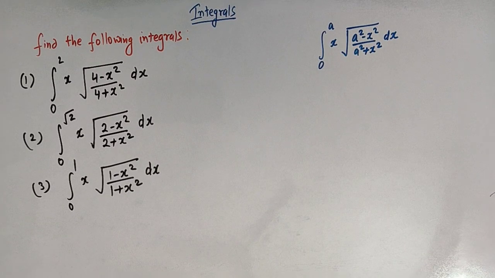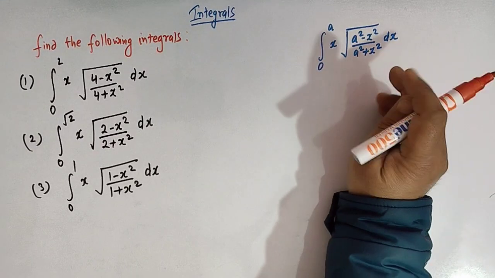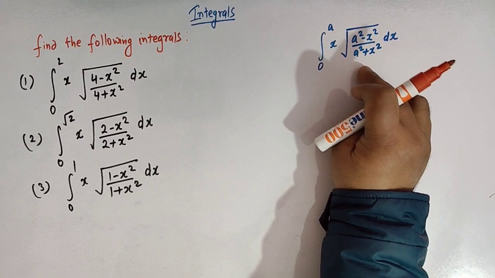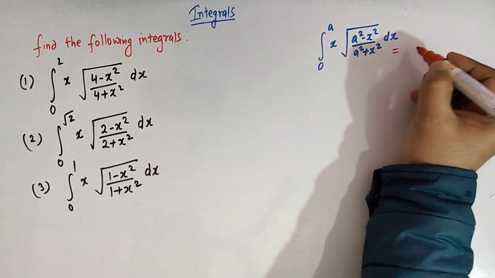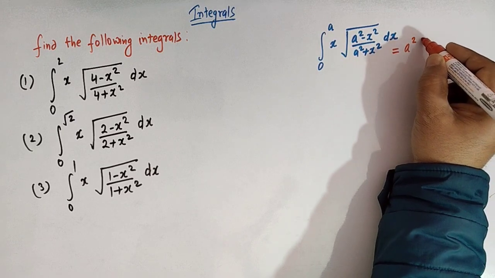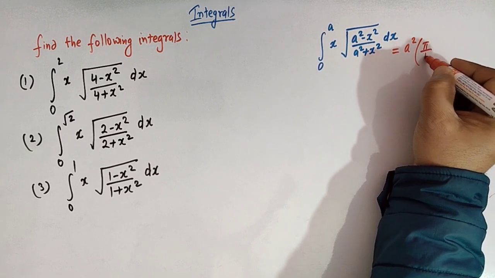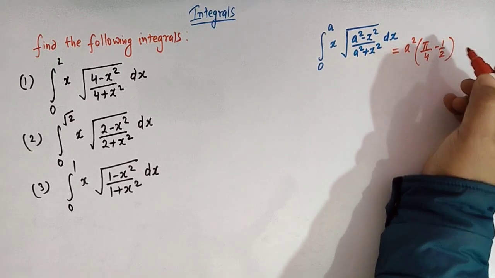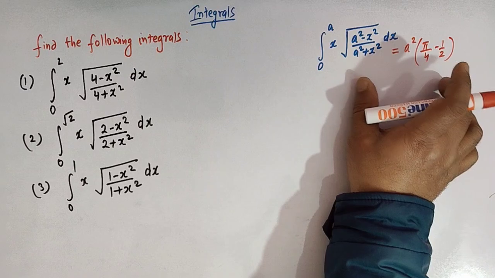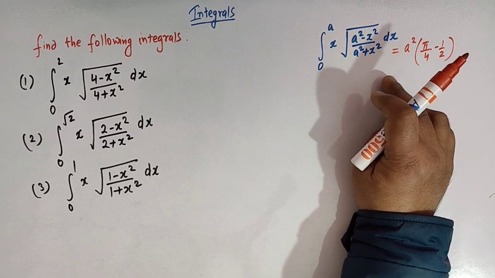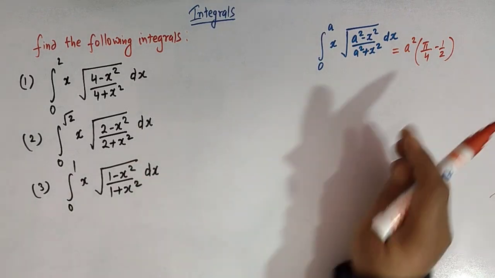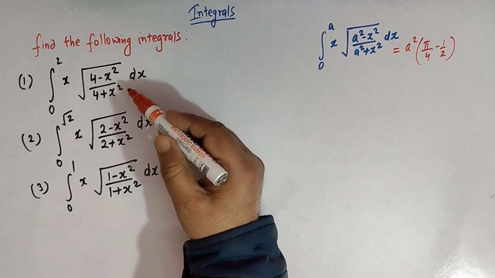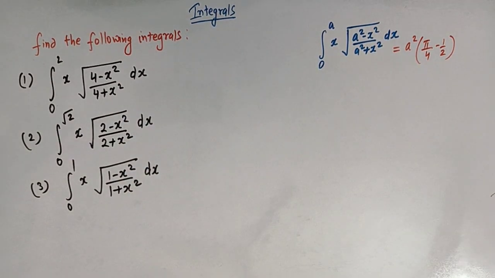But here we are not doing the lengthy method; we'll write down the direct value of this integral, right? The direct value of this type of integral is given by a square times (pi by 4 minus half), right? Sometimes it is very useful to memorize these types of results to arrive at the answer, right? Now we'll use this result to find the values of these three integrals.